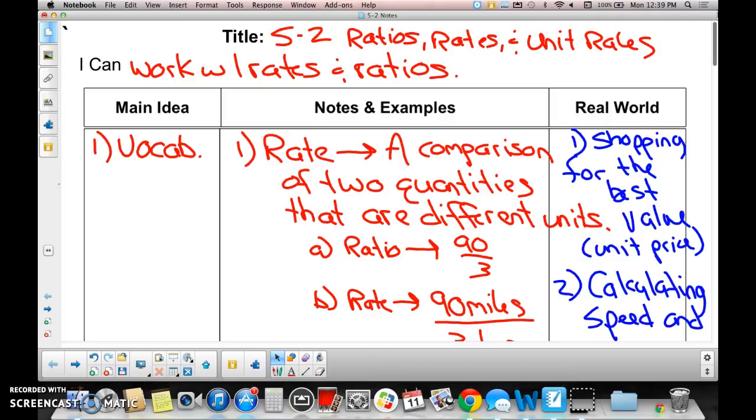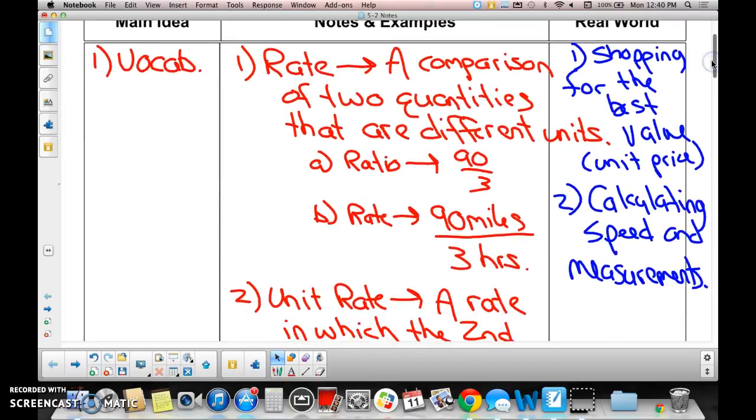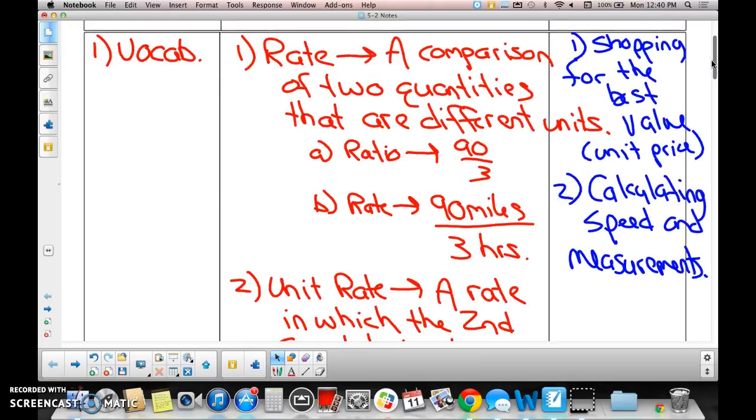And Madison, when else would we use unit rates? For calculating speed and measurements. Calculating speed specifically, and in a lot of cases, different measurements.